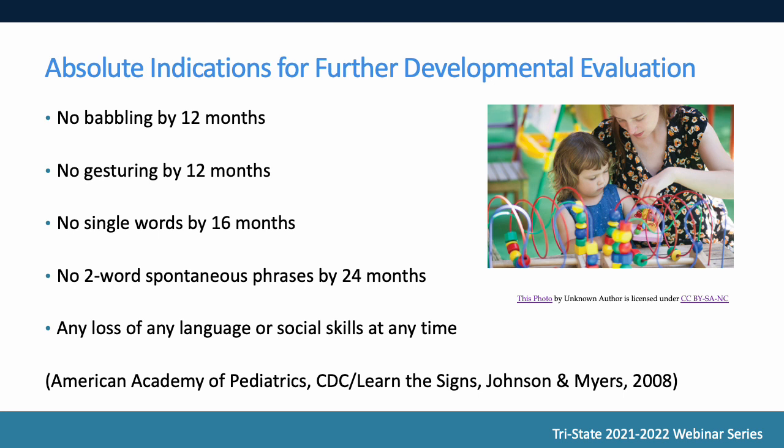If you don't see single words emerging spontaneously by 16 months, let's get in there and see where the child is, see how the child's doing communicatively. Similarly, if a child does not have spontaneous, flexible two-word phrases by 2 years, that's another good time to signal a developmental evaluation. And as we said, any loss of skills should trigger an evaluation.